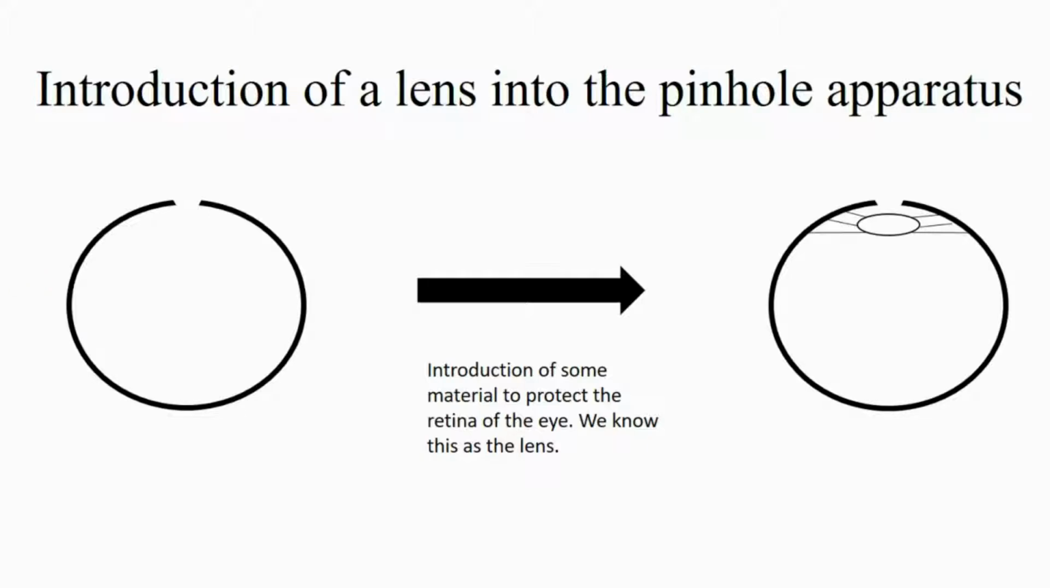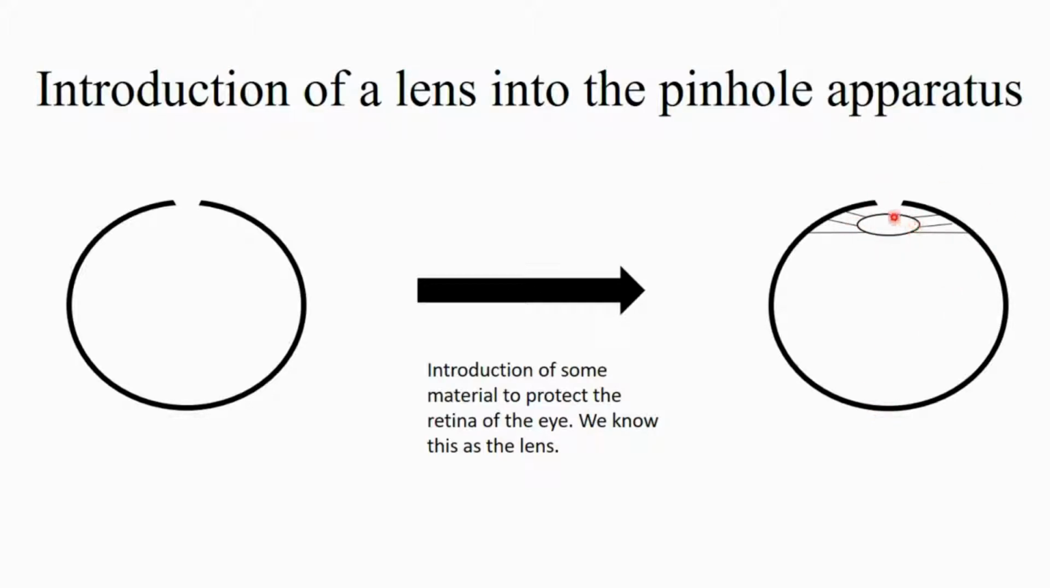From here, we move on to even more complexity. Not only do we have the pinhole, but now we have the introduction of the lens. Some scientists believe that the lens, suspended by these zonular fibers, was added to the eye to protect it from further material coming in and damaging the retina. This lens almost acts like a protective shield.